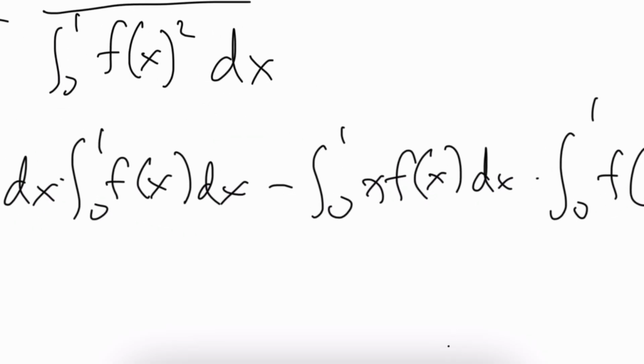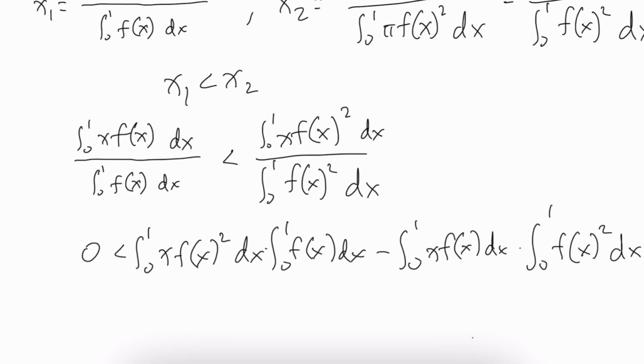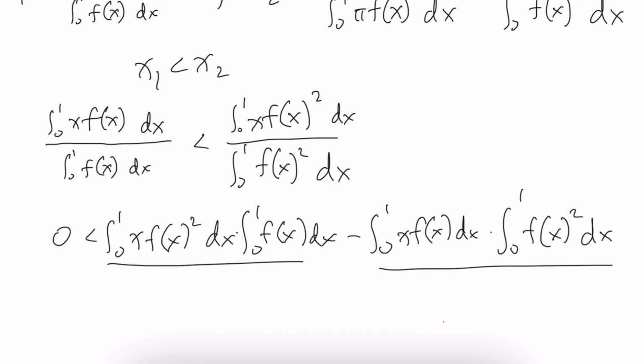For both of these products of integrals, they're both from 0 to 1. So if we can try to write them as a double integral instead, then we can combine all of it into a single double integral, and then we can see where we go from there.